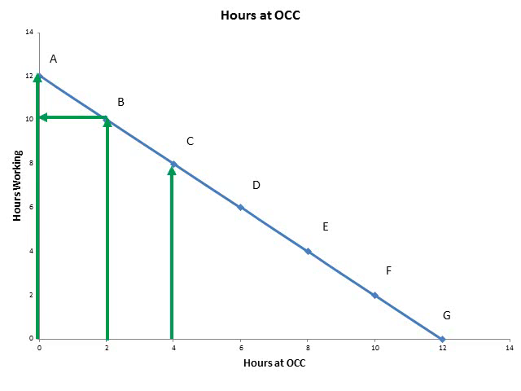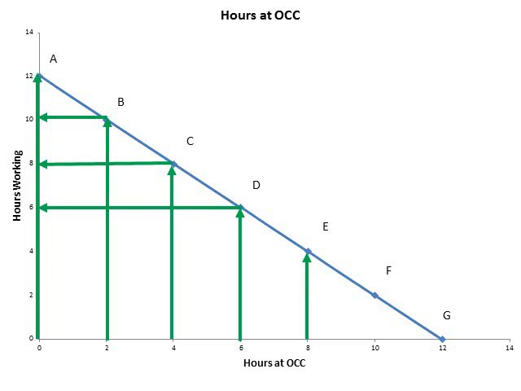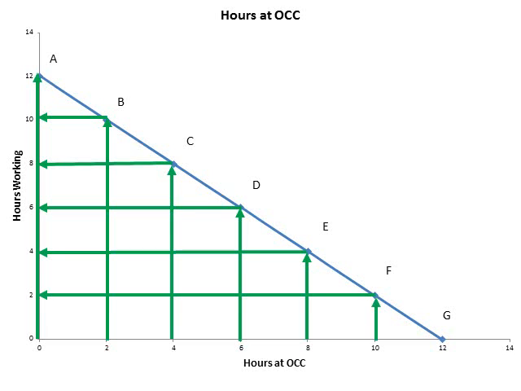If Joe studies 4 hours, he can work 8. If Joe studies 6 hours, he can work 6 hours. If Joe studies 8 hours, he can only work 4 hours. If he studies 10 hours, he can only work 2 hours. If he studies 12 hours, he will not be able to work at all.